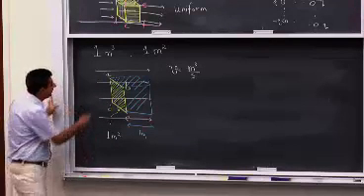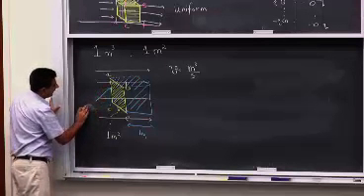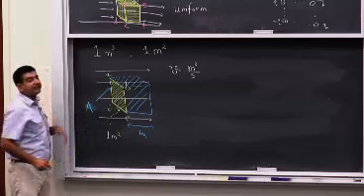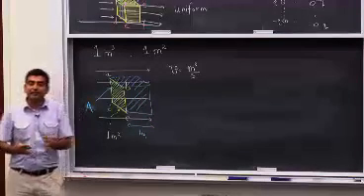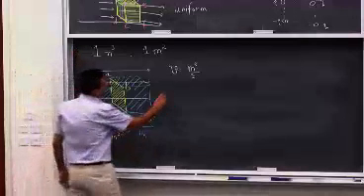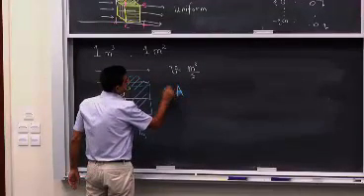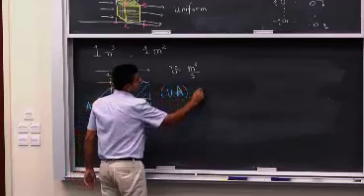And if this area is A instead, suppose this area is capital A, then the amount of water that passes through this surface area A is simply VA meters cube per second.